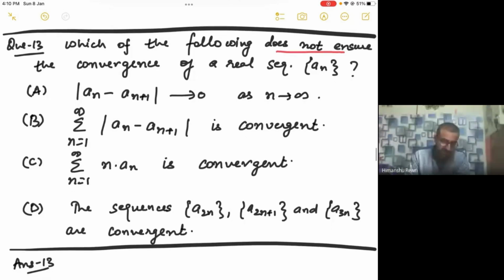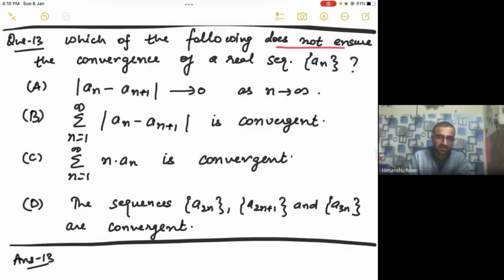So the options are: summation, modulus of an minus an plus 1 tending to 0 as n tends to infinity. Then the second is about this series: the summation of an minus an plus 1 is convergent. Third is summation n into an is convergent. And option D is the sequences a2n, a2n plus 1 and a3n are convergent.